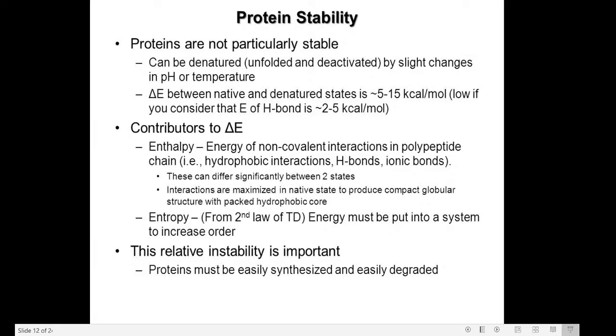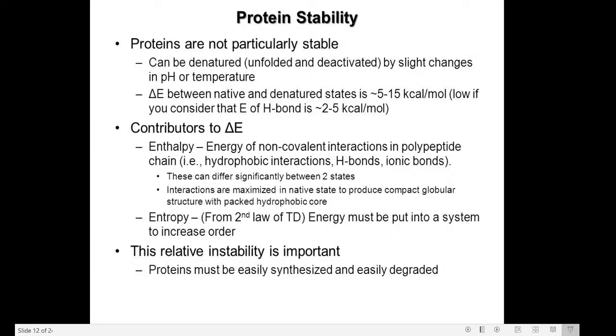This delta means the energy utilized. That energy utilized helps to understand the protein stability. The protein stability helps to understand how long it can be stored, and for modification purposes. It can also be for diagnosis purposes. All these things are there. First is the enthalpy, the energy of covalent interaction in the polypeptide chains. Another thing is the entropy.